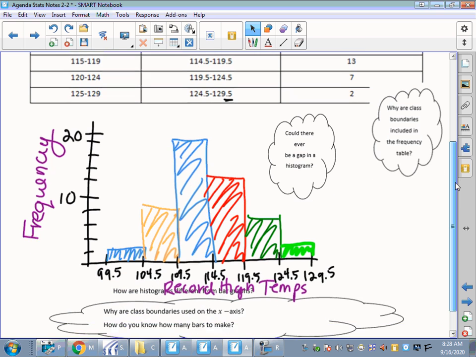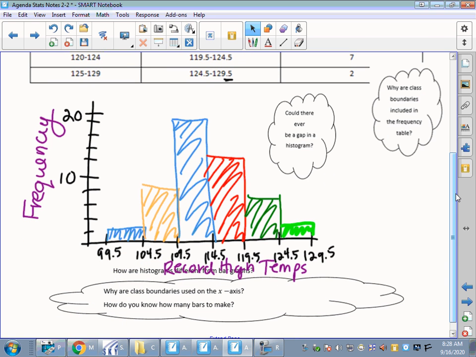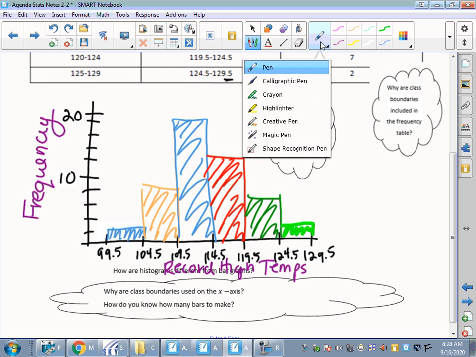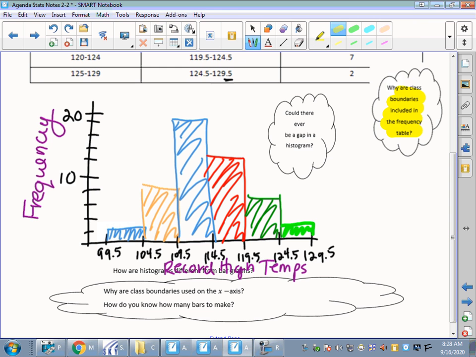And hopefully you're with me about this, why are class boundaries included in the frequency table? Well, we put them in the frequency table just to make life easier. When you make your histogram, everything's there. You don't have to think about it. That way you get all your bars, no gaps, all that.